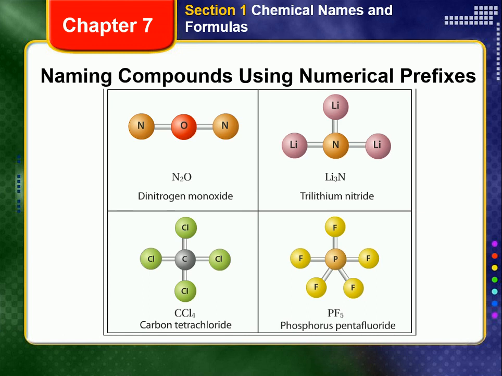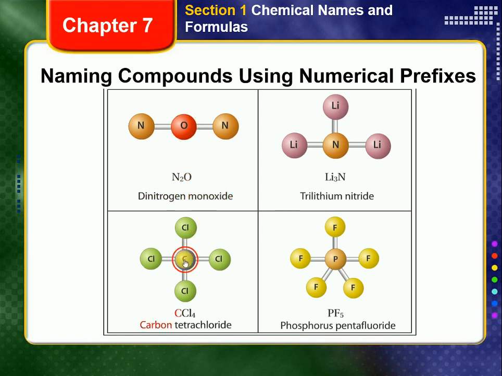So for dinitrogen monoxide, we see that there are 2 nitrogens. Dinitrogen. There's 1 oxygen, monooxide. We don't say monooxide. We drop that first O. We just say monoxide if the name of the anion starts with a vowel, but I'm not going to grade you down either way for that. Dinitrogen monoxide.